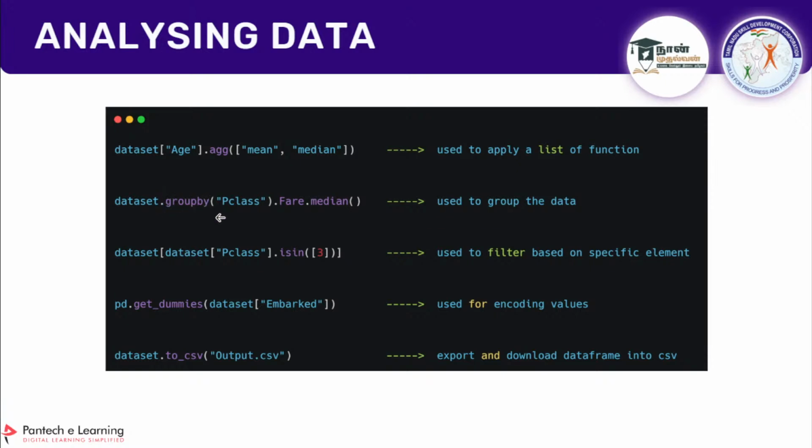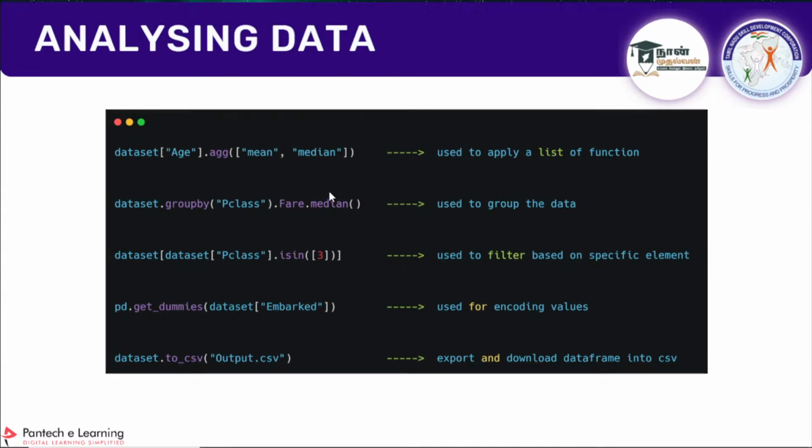So it is going to take the column which you are mentioning. So I am taking this passenger class. You can group by it, but you want to compare with another column. So I'm selecting another column, for example, I'm going to group the passenger class by fare, and I'm taking the median value. I'll show you here.